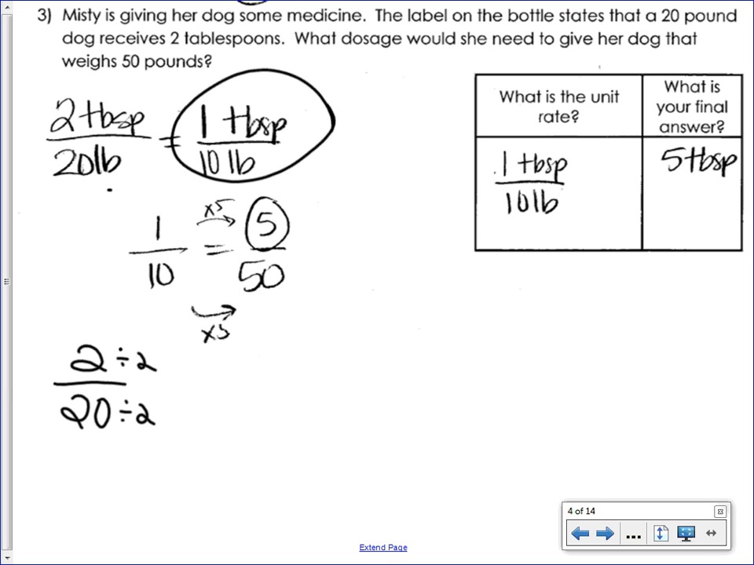All right? Now, using this ratio, 1 to 10, the dog is 50 pounds. So 10 times 5 is 50. And 1 times 5 is 5. So the answer to this problem is 5 tablespoons. Yes? I spelled tablespoons wrong. All right, now let's look at the next problem.